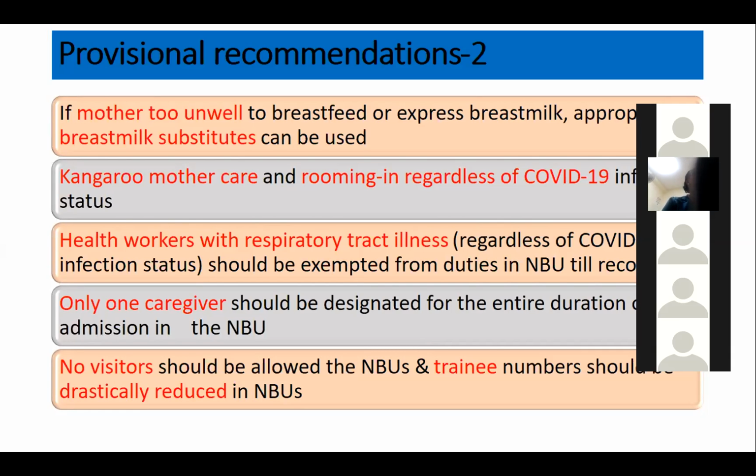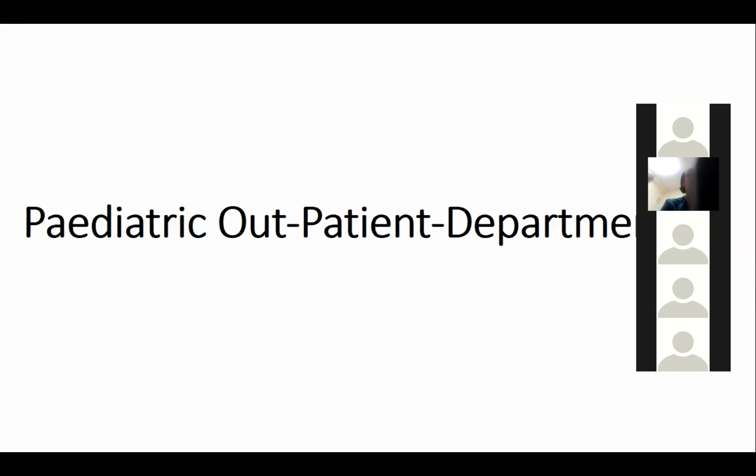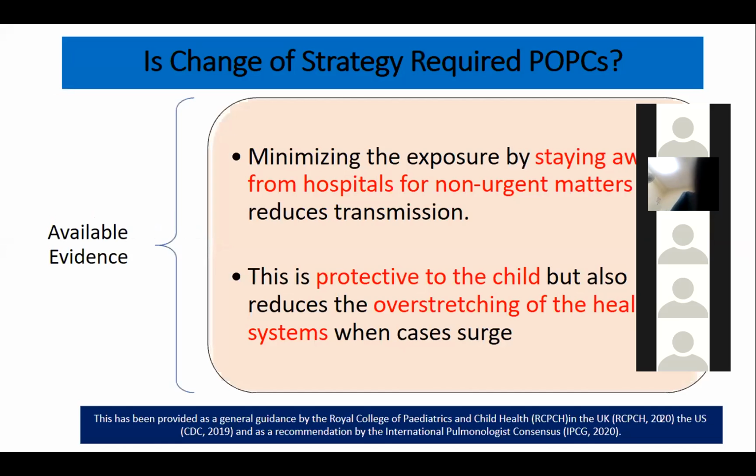Now, to the pediatric OPDs, outpatient departments, this is where we are seeing the patients with chronic illnesses. What should we recommend? Let's go to the next slide. I believe we are now in slide 18. So available evidence regarding POPDs: we should minimize exposure by staying away from hospitals for non-urgent matters to reduce transmission. This not only protects the child, but also reduces overstretching of the health systems should the cases of COVID-19 surge.